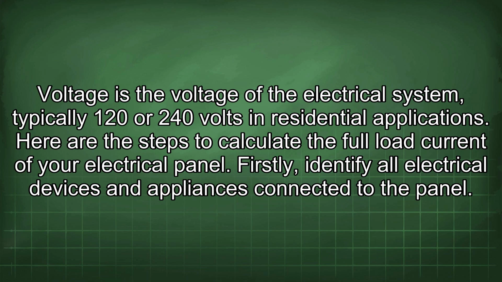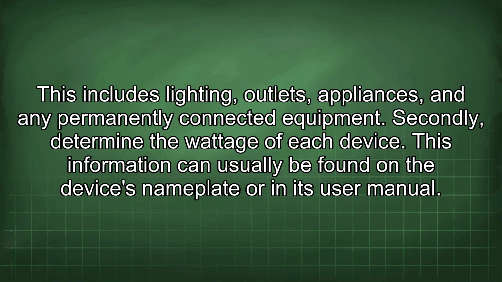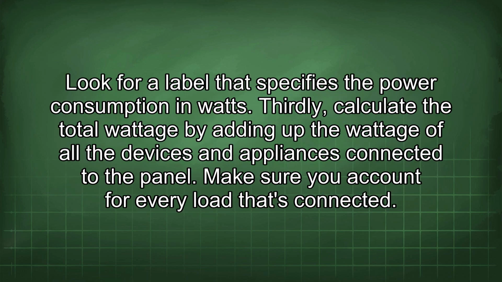Here are the steps to calculate the full load current of your electrical panel. Firstly, identify all electrical devices and appliances connected to the panel. This includes lighting, outlets, appliances, and any permanently connected equipment. Secondly, determine the wattage of each device. This information can usually be found on the device's nameplate or in its user manual. Look for a label that specifies the power consumption in watts.